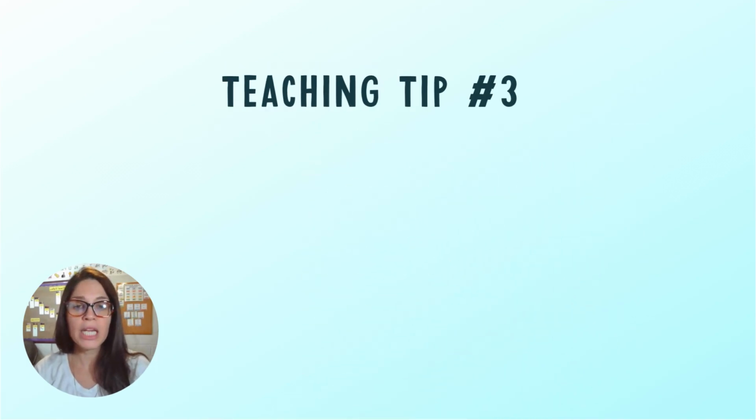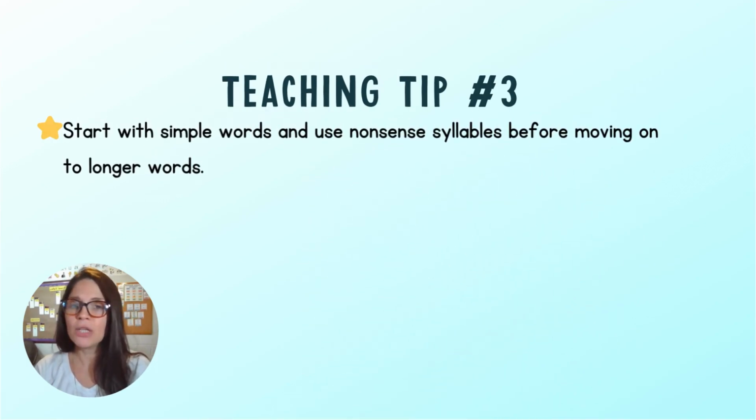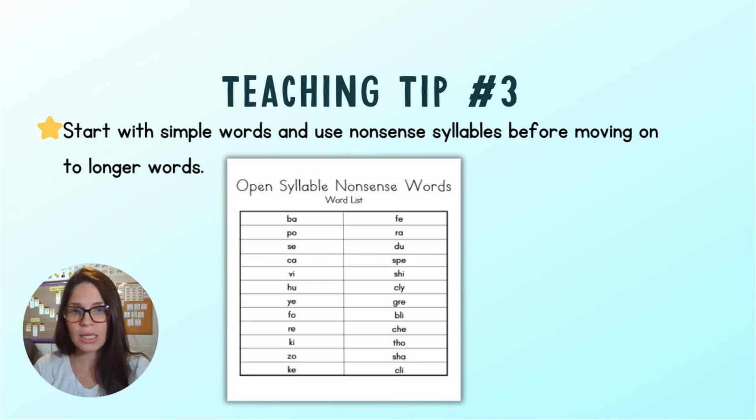Teaching tip number three: start with simple words, and make sure that you also use nonsense syllables before moving on to longer words. You can see here a list of open syllable nonsense words. And you might be saying, why do my kids need to recognize this? Let's talk about it. They need to be able to read and recognize these syllable types and apply the knowledge that they're going to hear the long vowel sound within these syllables.